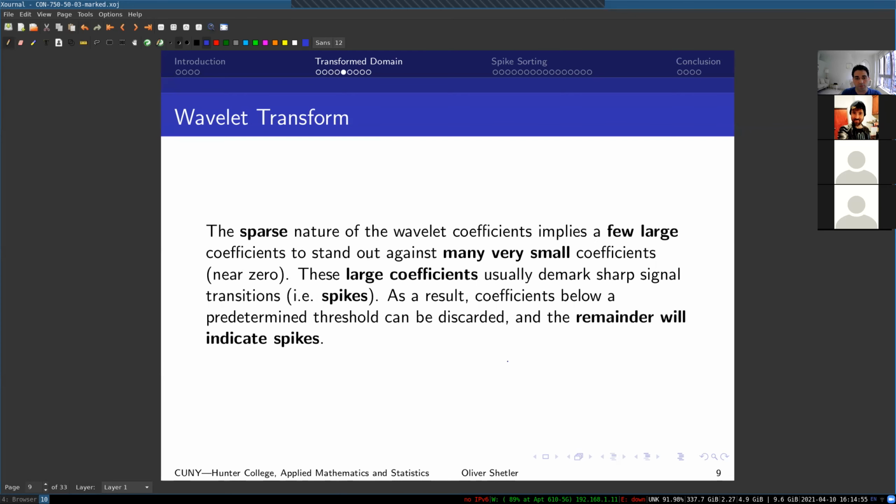And the sparse nature of the wavelet coefficients implies that a very few large coefficients stand out against many very small coefficients that are near zero. These large coefficients usually demark sharp signal transitions, spikes. As a result, the coefficients below a predetermined threshold can be discarded, and the remainder will indicate spikes.